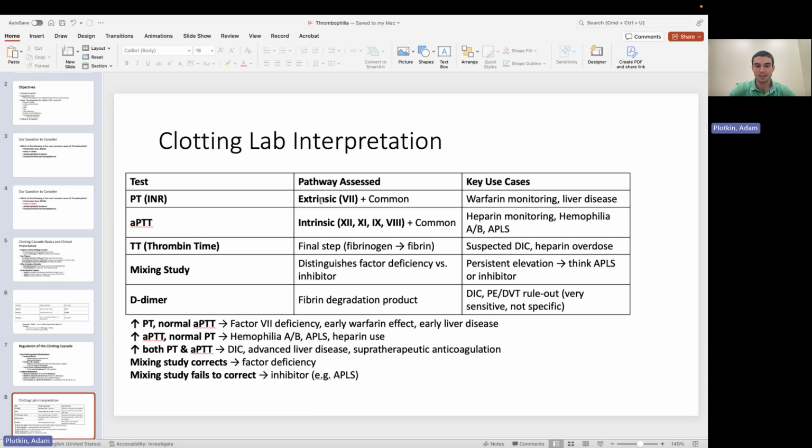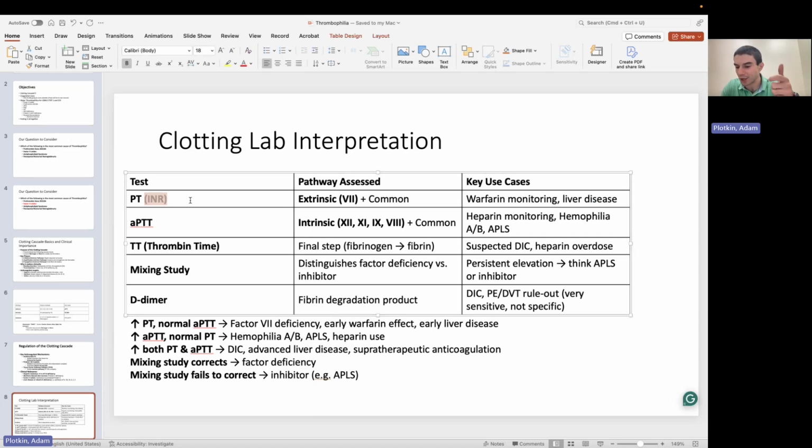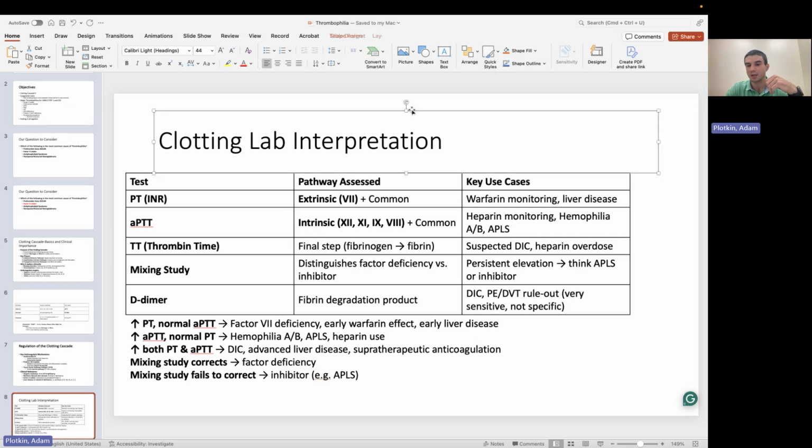So when I look at the PT, remember it tells me my extrinsic pathway. We use it to monitor warfarin and we use it in liver disease, right? INR is a good function. It tells me what my manufacturing capability of my liver is, right? Is my liver able to manufacture these coagulation factors? That tells me a very good underlying sense of how well my liver is doing.